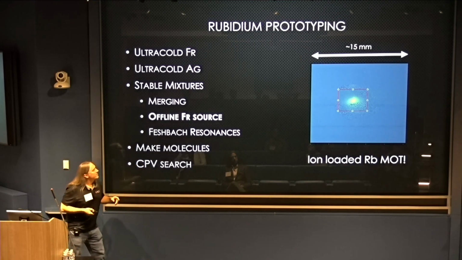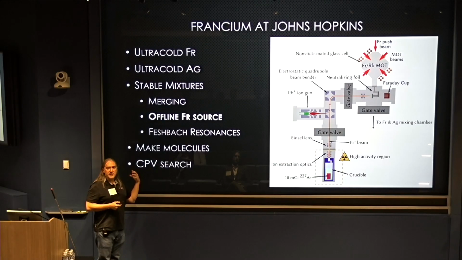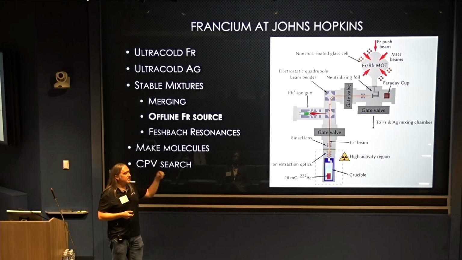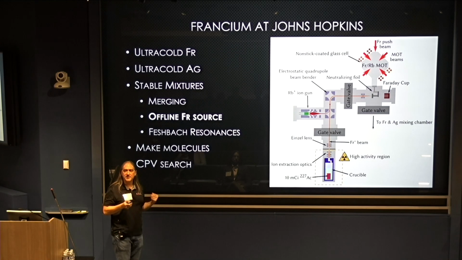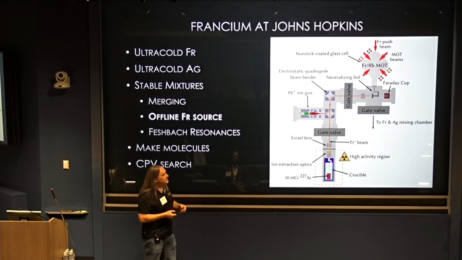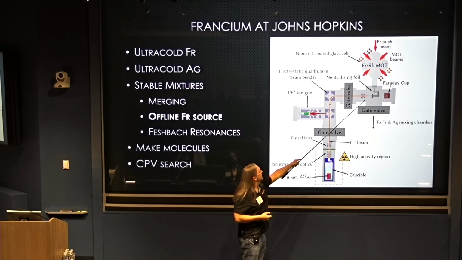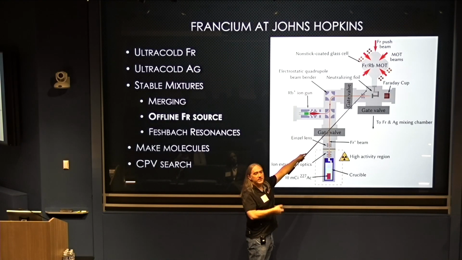Now I said ion-loaded, let me back up for a moment and tell you why that matters. Francium at TRIUMF comes out of a cyclotron as a very high-speed ion. They slow it down, and it impacts into a surface that neutralizes it. Then that flips up. We heat it up. It releases some francium, and then we catch it in a MOT up there.